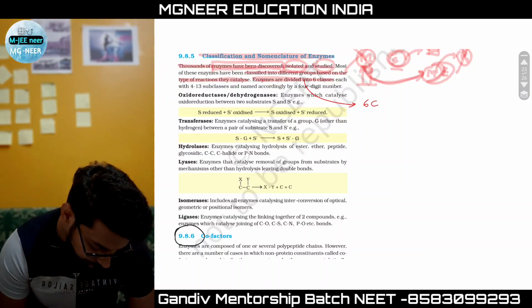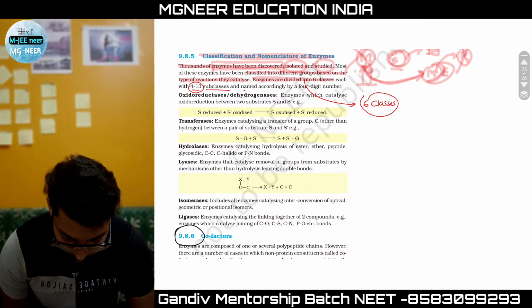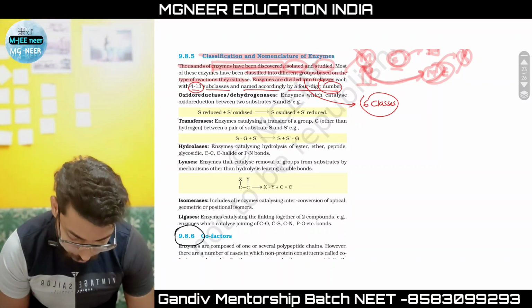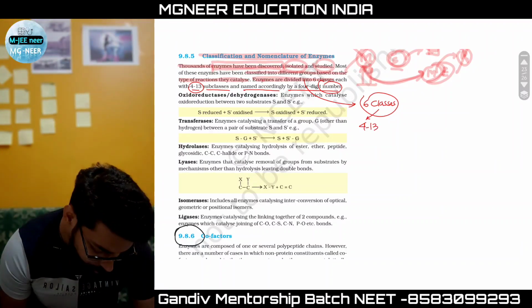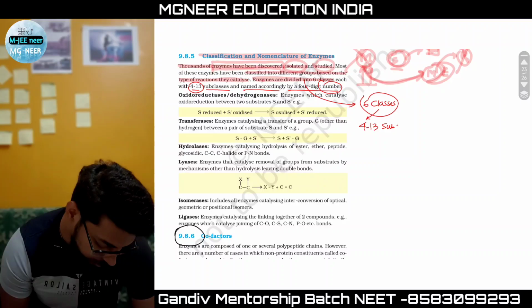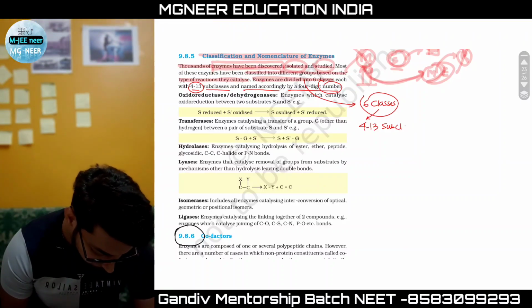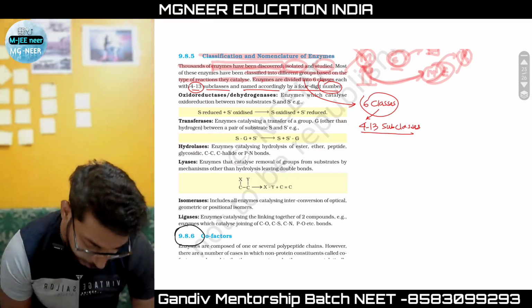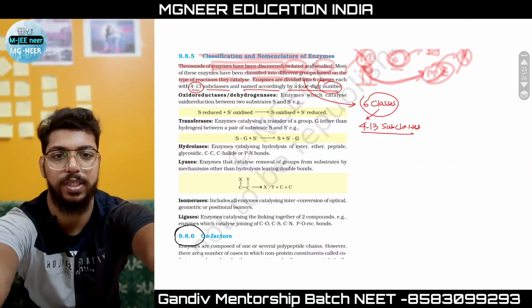There are a total of 6 classes of enzymes, each with 4 to 13 subclasses, and named accordingly by a 4-digit number.